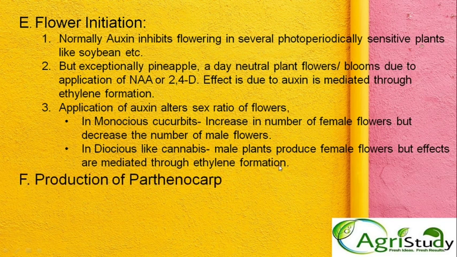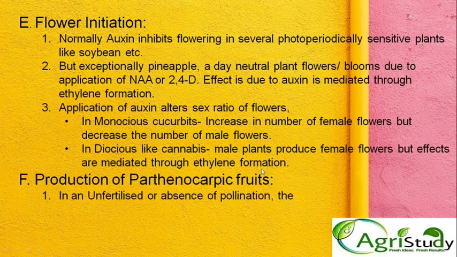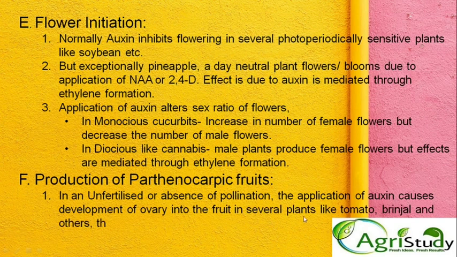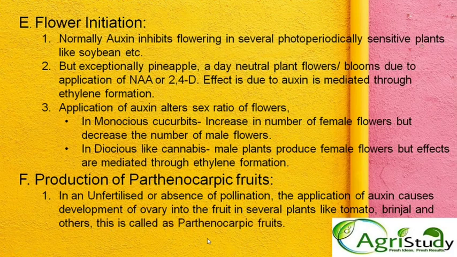Okay, next, the production of parthenocarpic fruits. In the absence of pollination, in the unfertilized condition, the application of auxin causes the development of the ovary into a fruit in several plants like tomato, brinjal and others. Means they don't undergo fertilization, and the ovary develops into a fruit. If there is no fertilization and it develops into a fruit, we say parthenocarpic fruit, and auxin induces such a parthenocarpic condition.